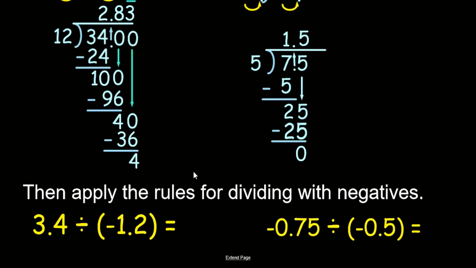Now let's kind of tie it together by applying the rules for dividing with negatives. If we had a positive 3 4/10 divided by negative 1 2/10, now a positive divided by a negative equals a negative. So my answer is still going to be the same quotient, except it'll be a negative 2.83 repeating. For our second example, we have a negative 75 hundredths divided by negative 5/10. A negative divided by a negative equals, there you go, a positive. So our answer is actually going to be exactly the same, 1 5/10.